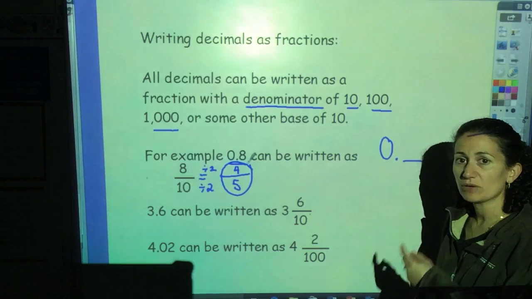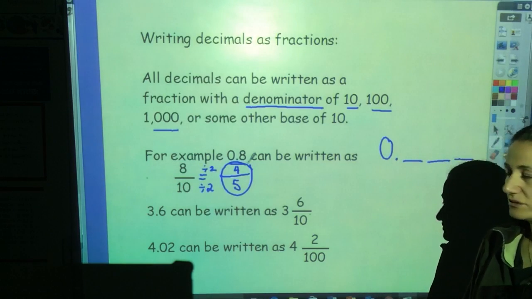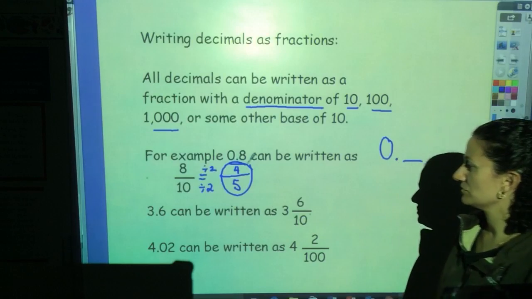Hopefully you see that. Make sure you're writing these examples down, guys. In your notes, I should see these 3 examples written down tomorrow.